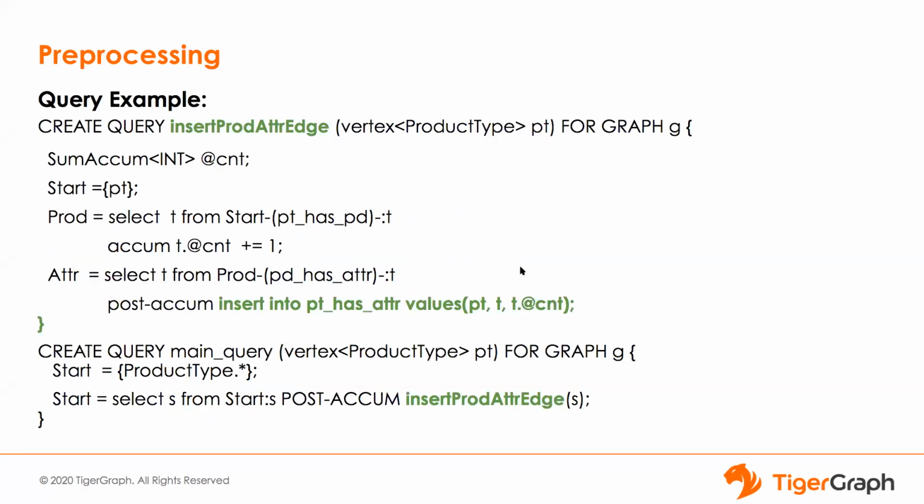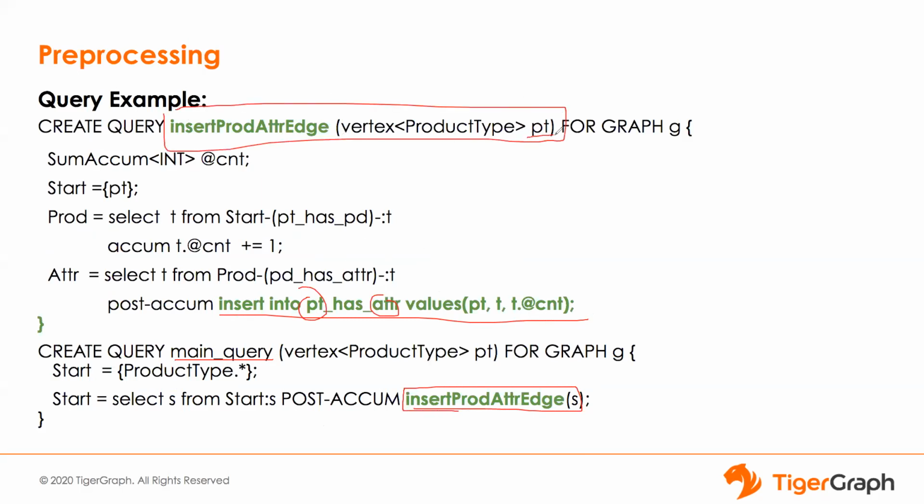And here, last, this is a query example of this use case, okay? This shows how we can insert a new edge between the product type and the attribute by running these two queries. This is the main query. From the main query, the subquery is called, okay? And the subquery is defined right here.